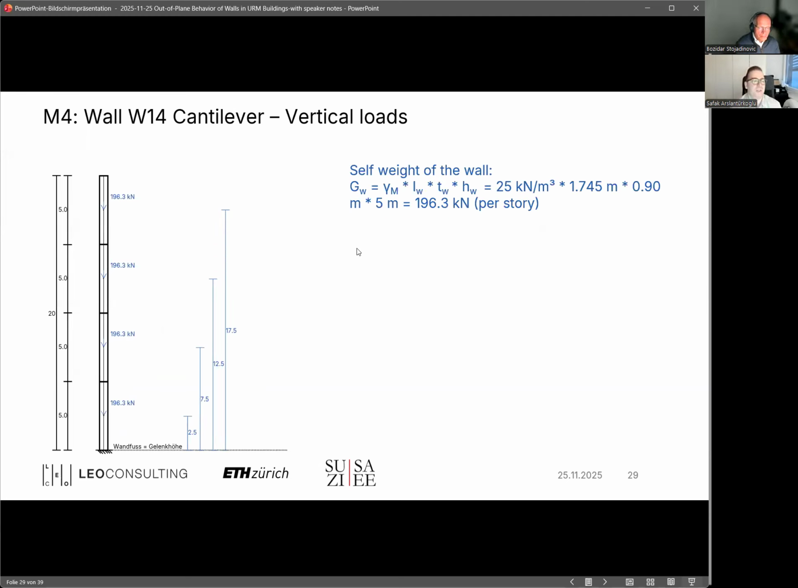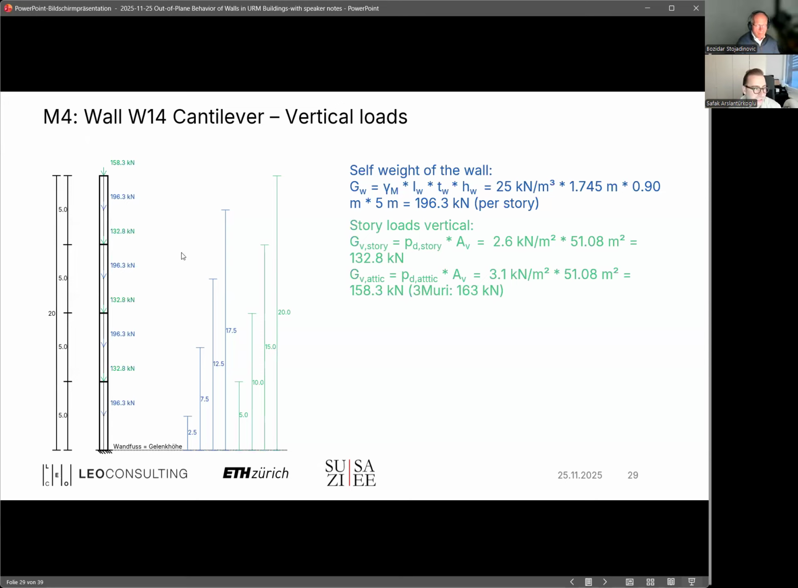What we have to do is we have to have these blue loads, the forces. These are the self-weight of the wall. We already have them per story, and then we have the story loads. So the wall load, the self-weight of the wall, the blue ones, these are concentrated at the mid-height of each wall. Plus the story loads, these are at the top of each floor or each wall, because the loads are transferred from the timber to the wall.